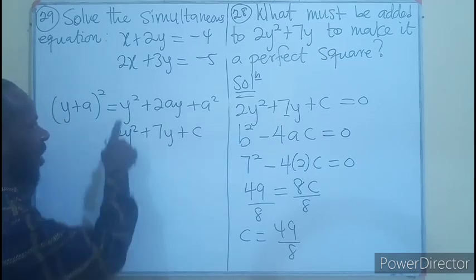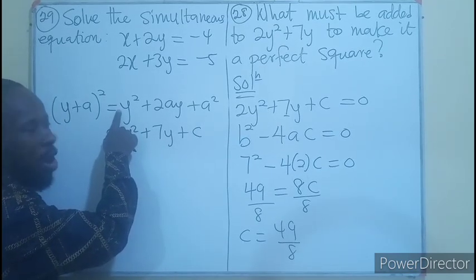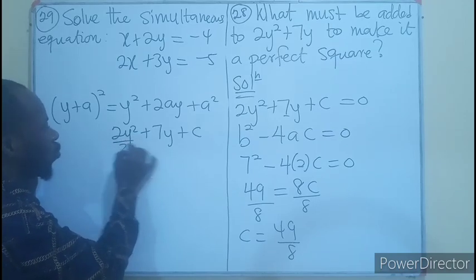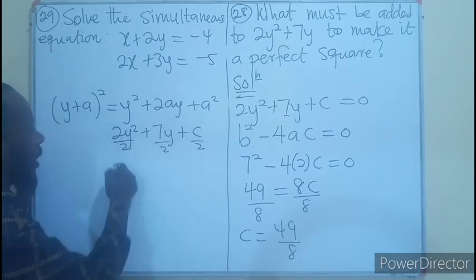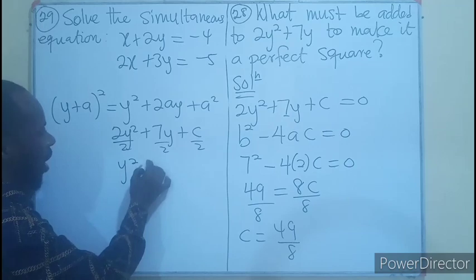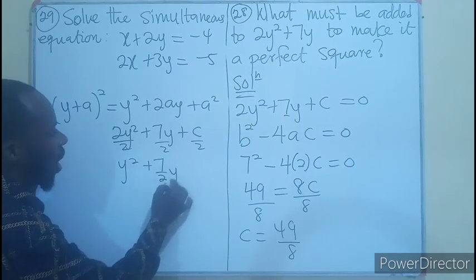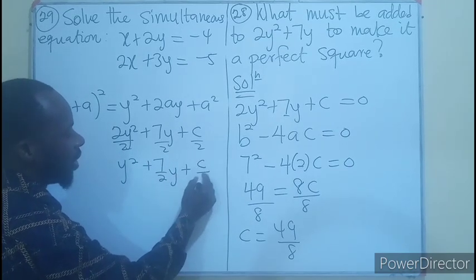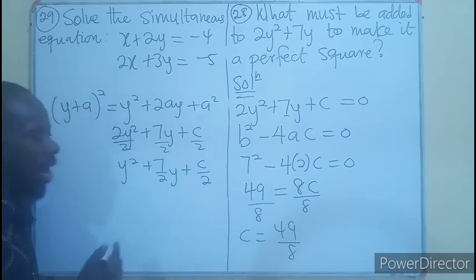We can compare, but you can see here has what? 1. Here is 2. So we divide by 2. So here I'll be having y squared plus 7 over 2y plus what? C out of what? 2. We know how we can compare.